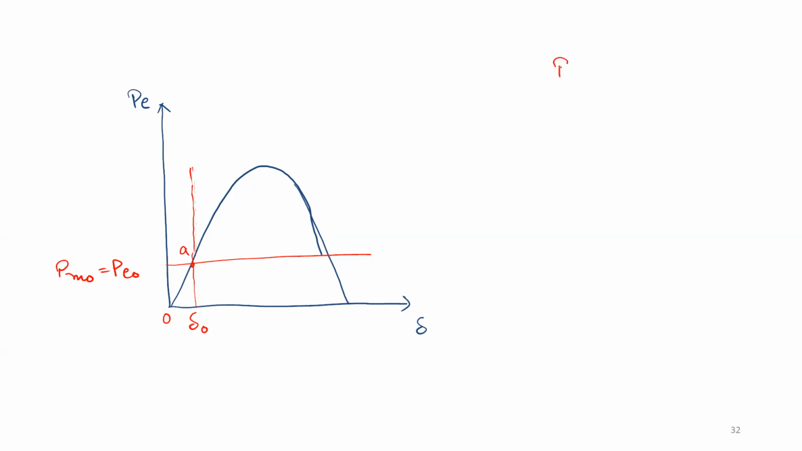Okay. We all know the formula for PE is P max sine of delta. That is how we got this curve. So now let us try and understand what will happen when there is a fault. When there is a fault, what happens to your electrical power during fault? It becomes 0.